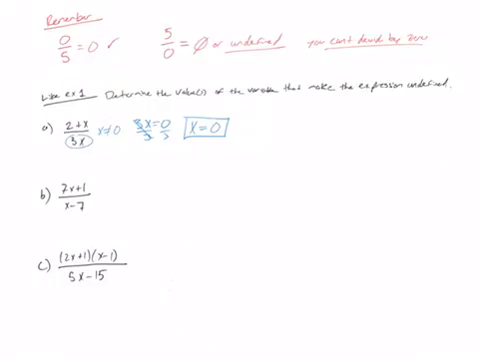Okay? On this next one here, again, I'm going to say, when does this denominator equal 0? Because I don't know what x cannot equal. So when does x minus 7 equal 0? Well, to solve that, I would add 7 to both sides. End up with x is equal to 7. So then, x cannot equal 7.